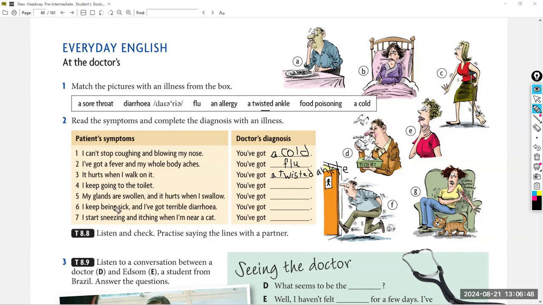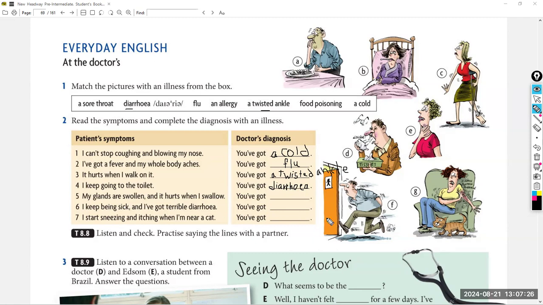Now 4. I keep going to the toilet. You've got diarrhea. So you've got diarrhea. Again, please guys, you have to learn how to write them because I told you you need them in writing, and even you have to know how to pronounce them, how to read them, because you need them in reading. Diarrhea, double R.